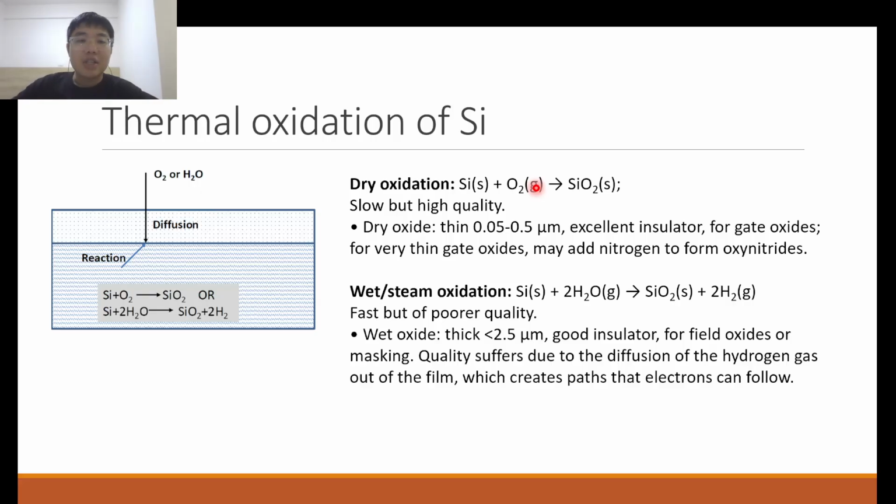Maybe one thing that I should let you know is that the mechanism of oxidation is that the oxygen, or in the later case for wet oxidation, the water steam, diffuses through the oxide layer and reacts at the oxide-silicon interface. It's not the case that silicon diffuses through SiO2 and reacts with oxygen at the silicon dioxide-air interface. No, that does not happen. In fact, oxygen diffuses through the silicon dioxide layer and reacts with silicon at the oxide-silicon interface.